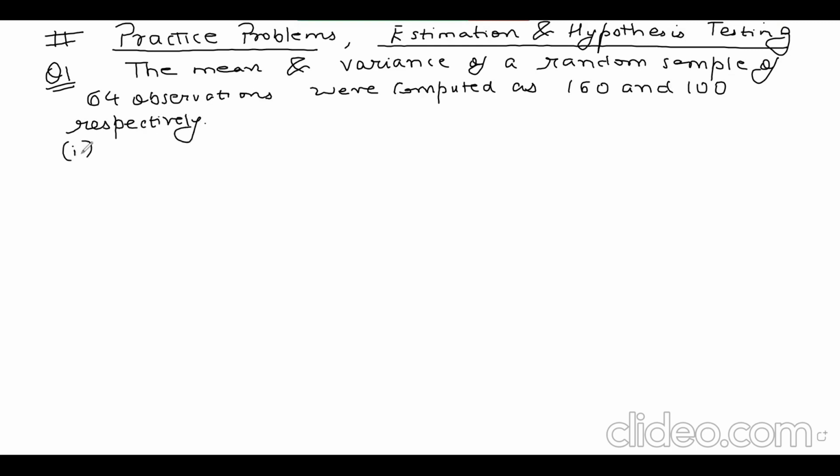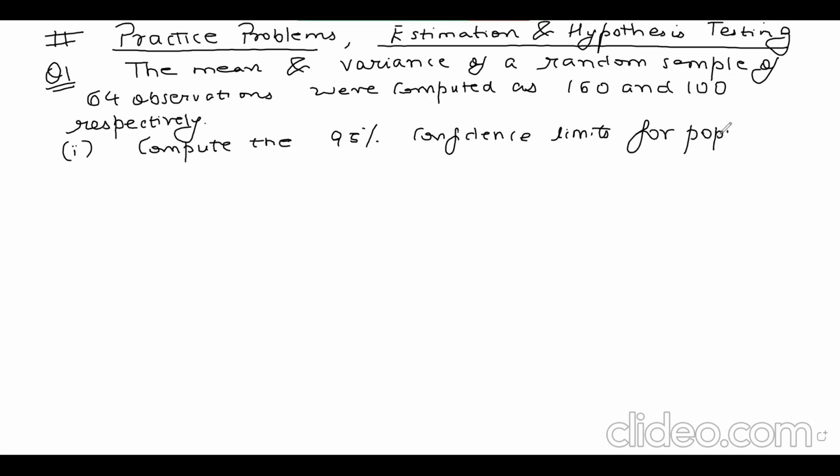The first part of this question asks us to compute the 95% confidence limits for the population mean. Compute the 95% confidence limits for the population mean. Let's quickly solve for the first part. I'm quickly writing what we are given.